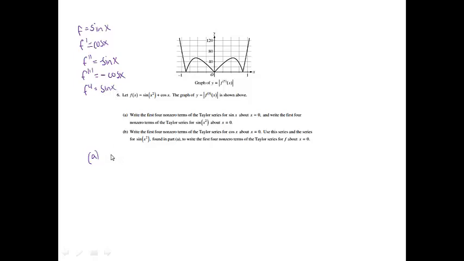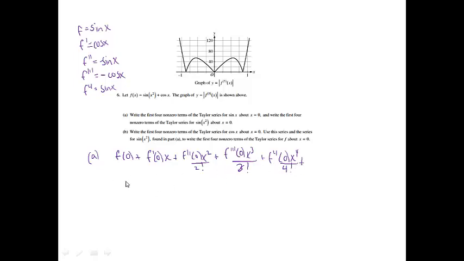Okay, so for the first four non-zero terms, remember, we're going to do f of 0 plus f prime of 0 x plus f double prime of 0 x squared over 2 factorial plus f triple prime of 0 x cubed over 3 factorial plus f quadruple prime of 0 x to the fourth over 4 factorial, and I might need to keep going.